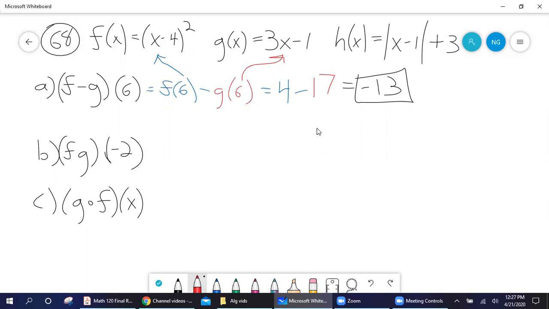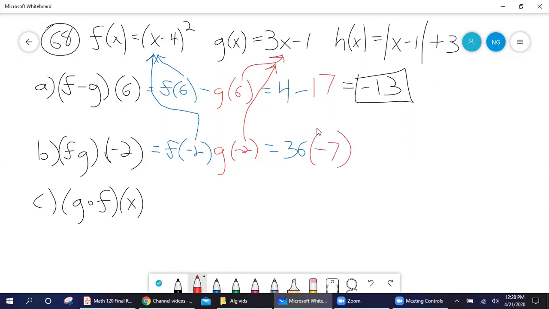For letter B, fg of -2. This is multiplication, so this means find f of -2, multiply it by g of -2. So f of -2, if I plug -2 in, that's going to give me -6 squared, which is positive 36. If I plug -2 into the g function, that's going to give me -6 minus 1, which is -7. If I multiply those together, I'll get -252.